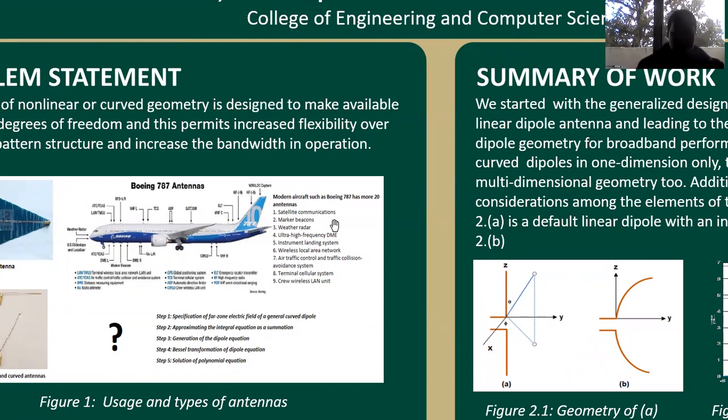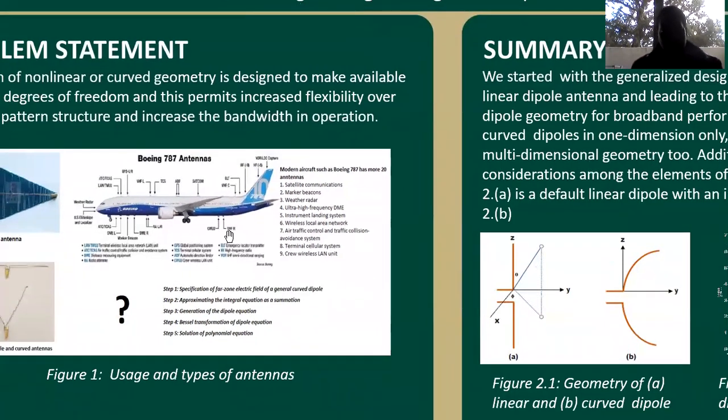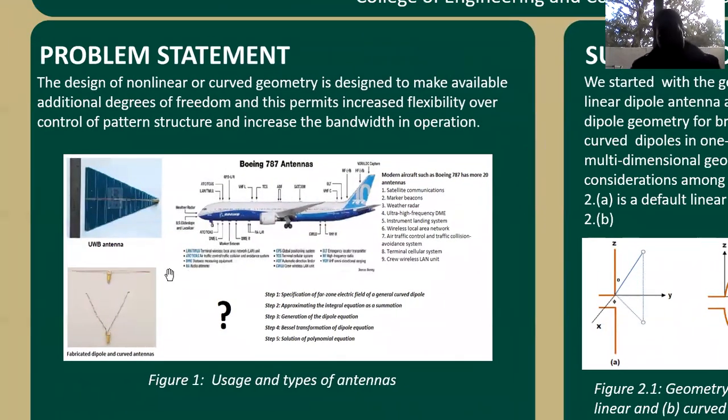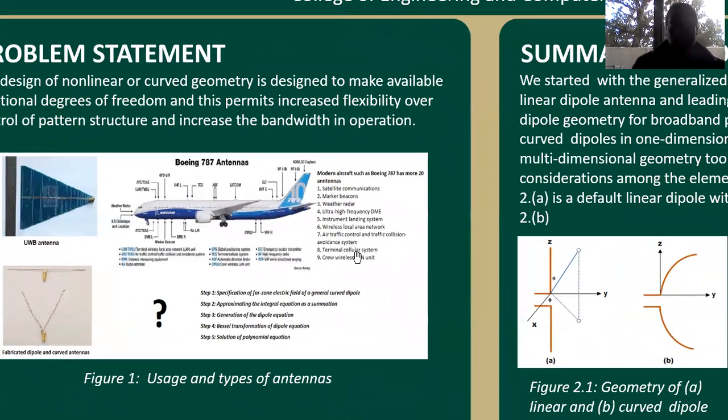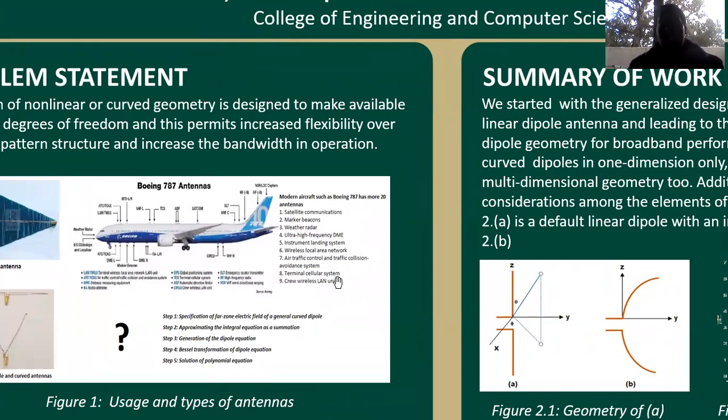In contrast, in this project we are focusing mainly on the design and fabrication of a broadband antenna using a single stage dipole antenna, a linear versus curved geometry, to make additional degrees of freedom. These additional degrees of freedom will permit increased flexibility over a control pattern structure and increase the bandwidth of operation. That is what we want, broadband in modern technology.